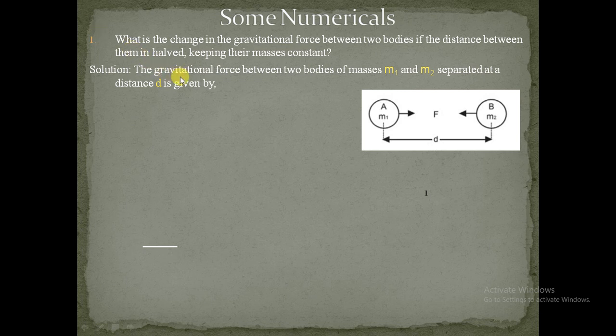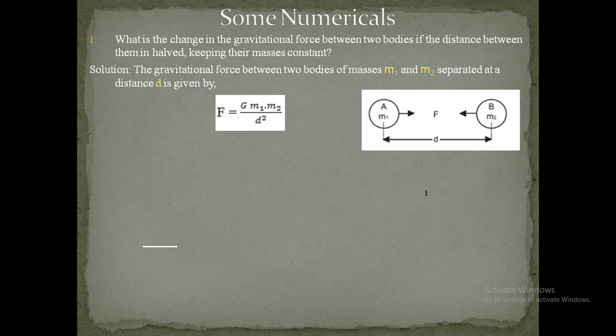Now we know the gravitational force between two bodies of masses m1 and m2 separated at a distance d is given by, we have derived that formula also. If there are two bodies m1 and m2 separated at the distance d, the force of gravitation is given by F is equal to G m1 m2 upon d square. This is the formula that we have derived already.